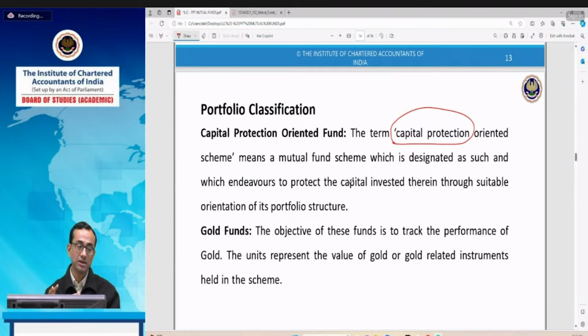So these are not basically gilt funds. Gilt funds can be compared with the treasury bills. So you can say that gilt funds are a part of money market mutual funds. Okay.